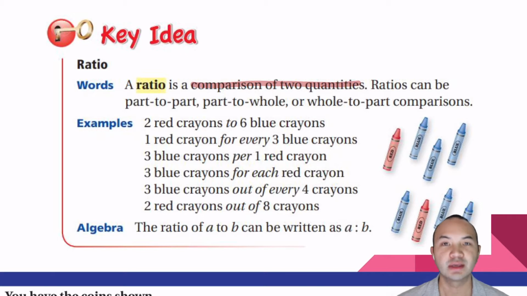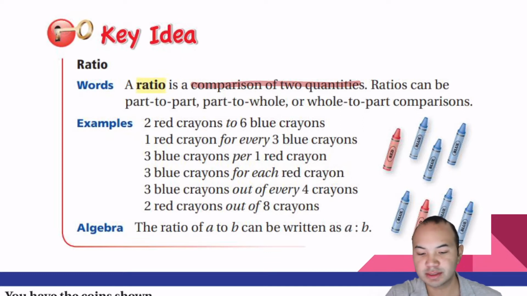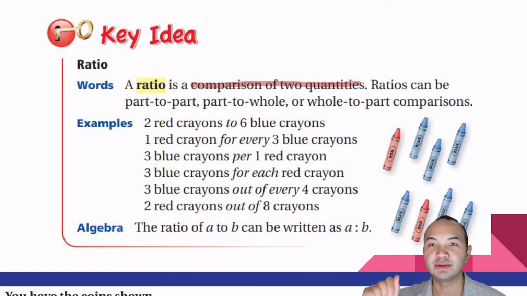So for example, 2 red crayons to 6 blue crayons. That's the most common one you're going to see, like 2 red to 6 blue crayons. 1 red crayon for every 3 blue crayons is another way of showing a ratio. 3 blue crayons per 1 red crayon, 3 blue crayons for each red crayon, etc. So you can make a lot of different ratios out of those 8 crayons that you see to the right there.